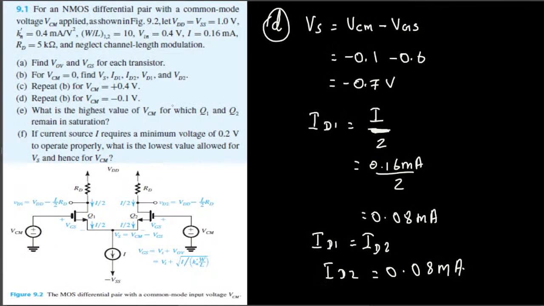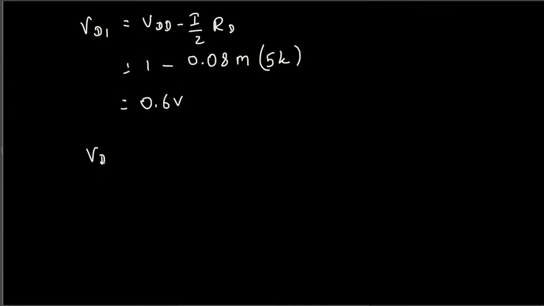And VD2 is exactly the same as VD1 because the resistance is equal, the current is equal, and the VDD value is equal, so VD1 must be equal to VD2. So we can say VD1 is equal to VD2, therefore VD2 is also equal to 0.6 volts. And that's it for this question.